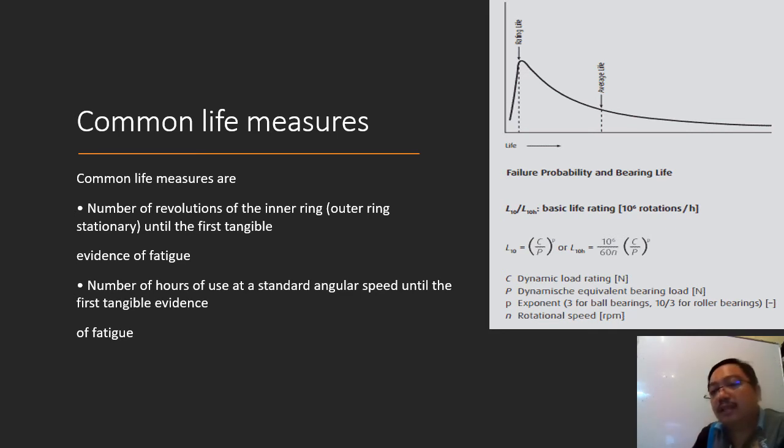So you see the graph here, the basic life that we will learn about in a later slide. The life expectancy at 10%, the 90th percentile and everything. This is the bearing life, this is the average life. We want to avoid bad things happening to us at this end of life. So before it happens, we change it already.